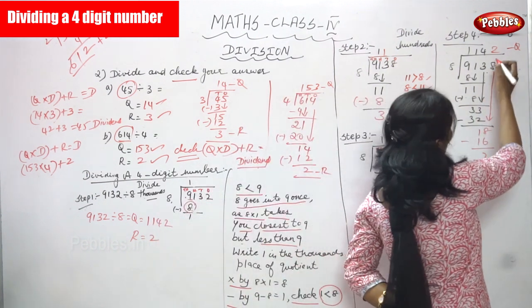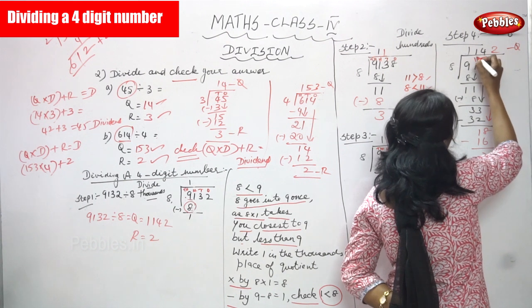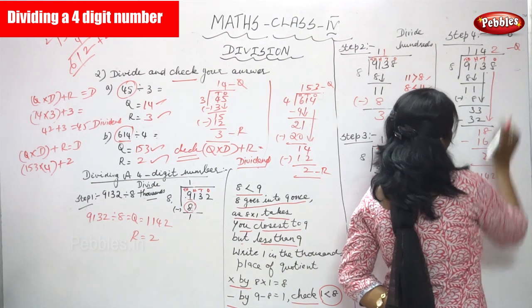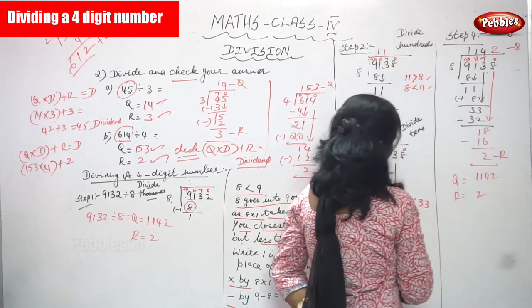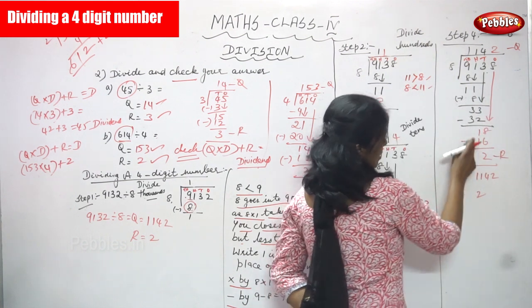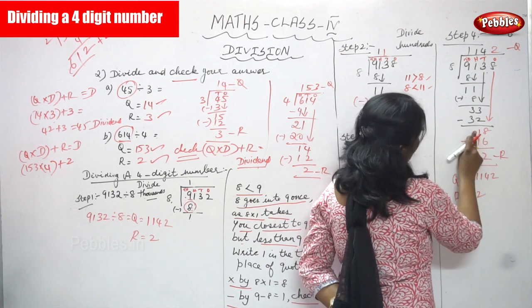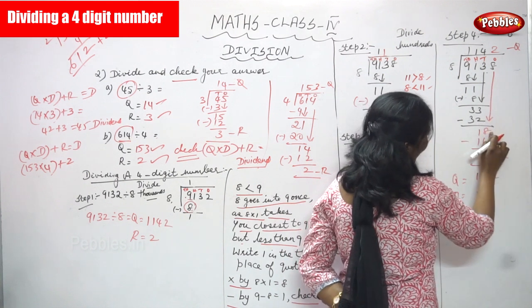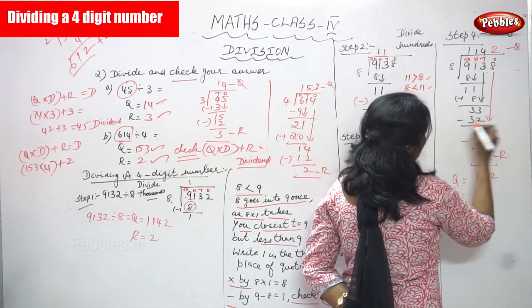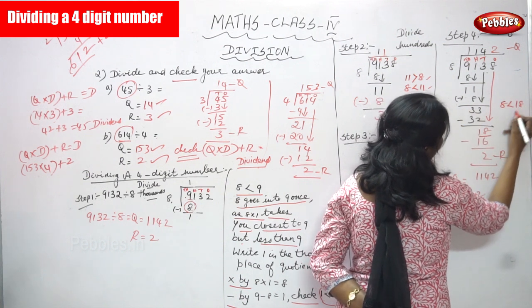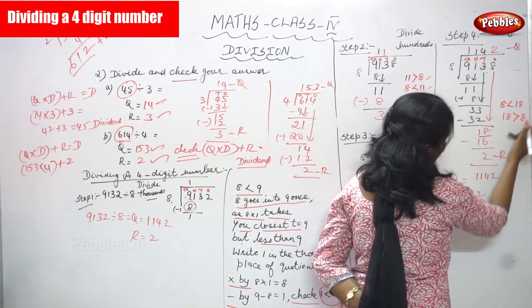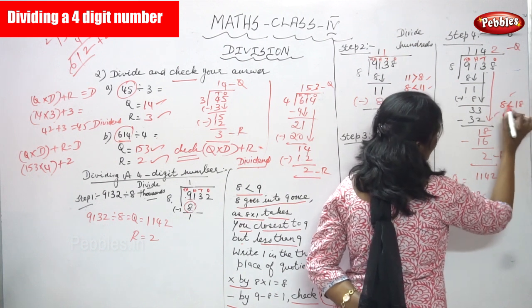Divide ones. So the last place value, that is what? Ones, I have written. So 9138. So again you have to write everything. The remainder is the last remainder. Last number is not remainder. Last number is, you can get 1. So bring down the ones place value 8. So now it is 18. So compare 18 and 8. So 8 is less than 18, or 18 is greater than 8. So both are correct.